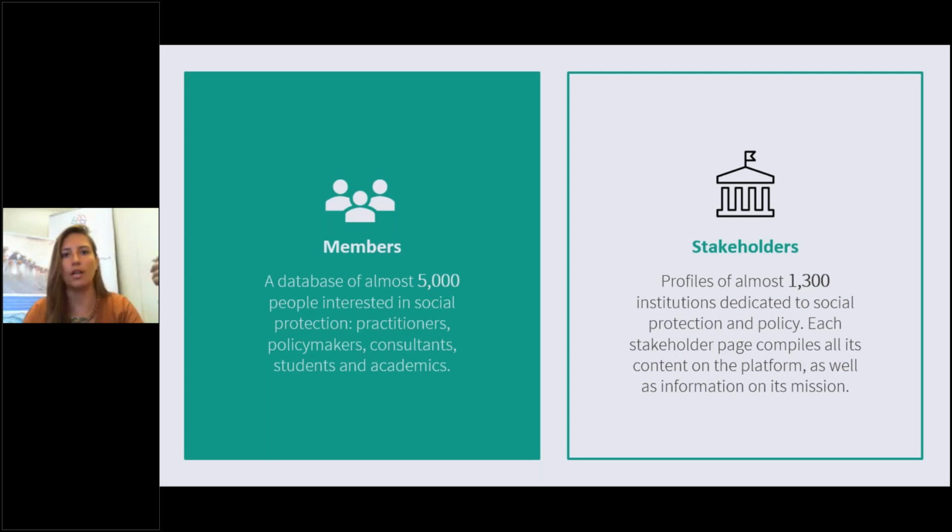So today we have over 1,300 profiles of stakeholders on the platform. It's important to mention that each stakeholder page holds all the information that stakeholder holds in the platform. So if you enter IPC-IG, for example, on the platform, you will see all the publications from IPC-IG that exist on the platform on its page.